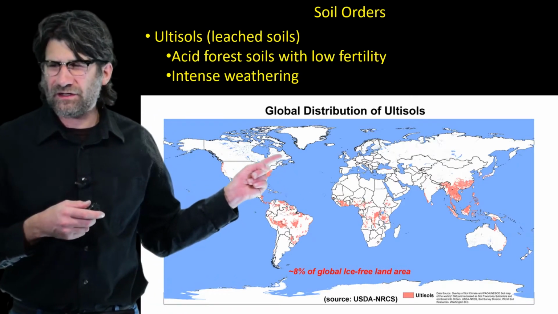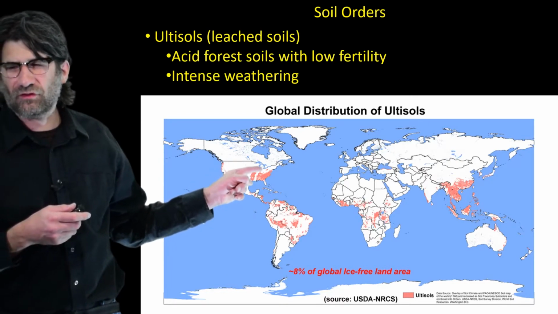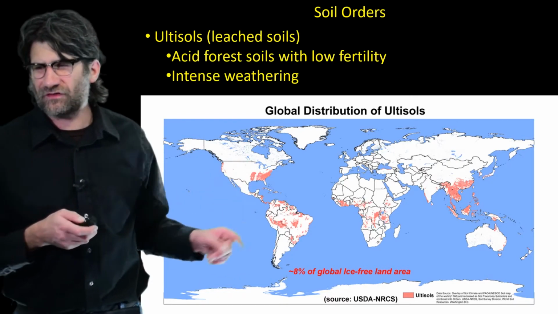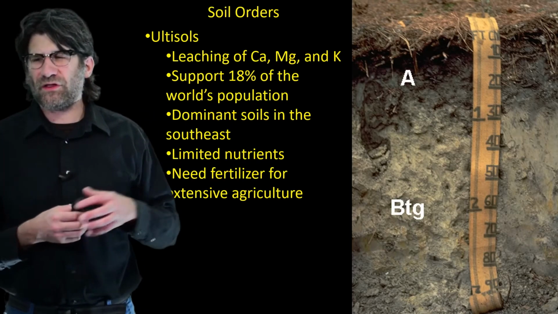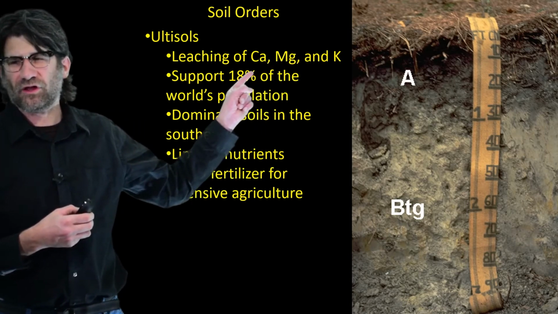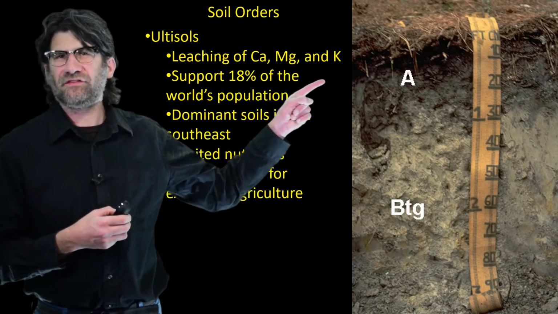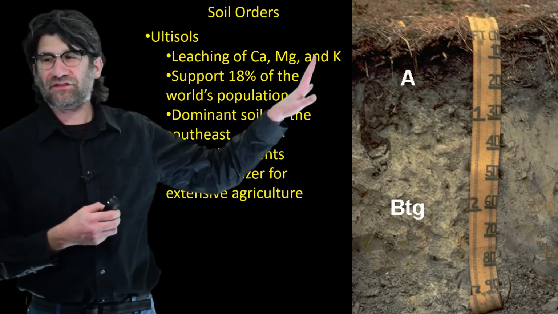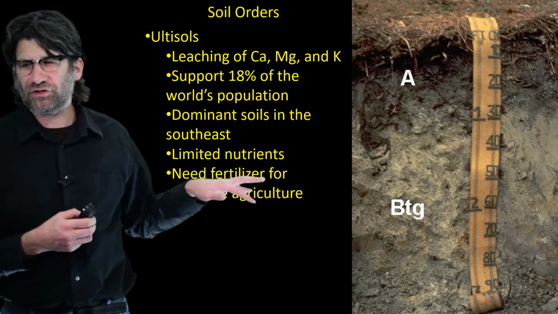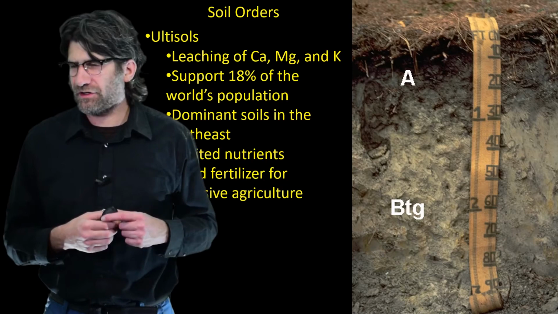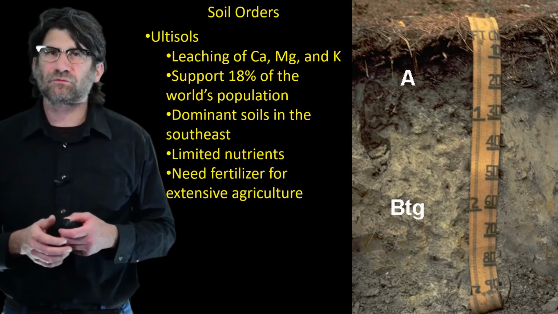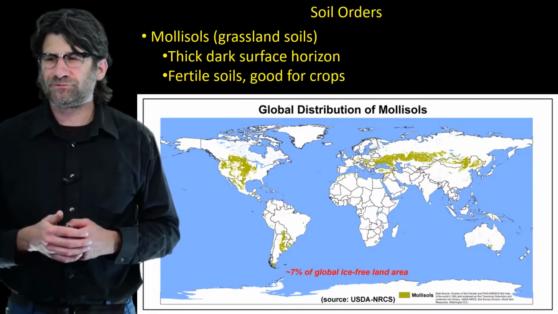So in the United States, where we see lots of these is the southeastern United States. Again, we have extreme weathering, so you're leaching out and removing a lot of the calcium, magnesium, and potassium elements that plants like, and so that makes these generally nutrient poor. And so you need a lot of fertilizer if you're going to use these soils for agriculture.